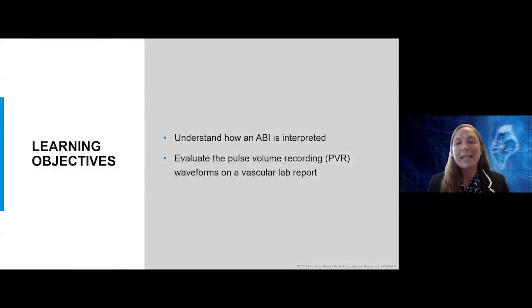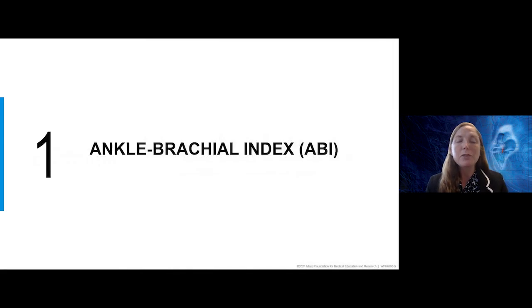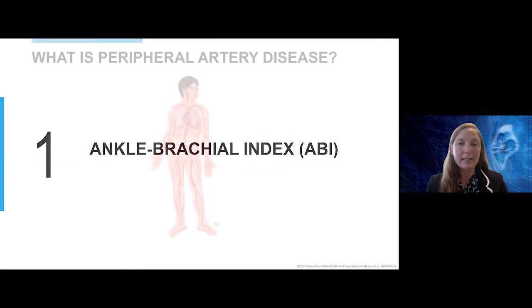So we'll talk today about how an ABI, or ankle-brachial index, is interpreted, and then look closely at what other information we can get from a vascular lab report, specifically looking at segmental pressures, at the pulse volume recording or PVR waveforms, as well as the arterial Doppler waveforms. So we'll first look at that ankle-brachial index.